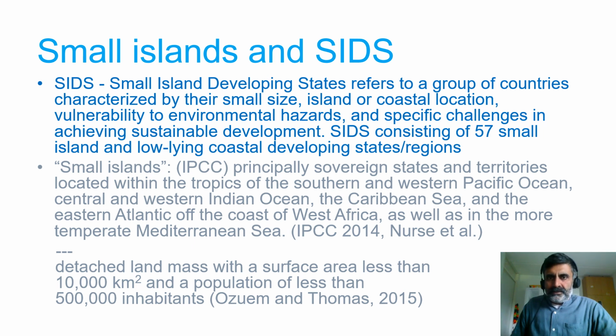According to the United Nations, these are principally sovereign states and territories located within the tropics of the southern and western Pacific Ocean, the central and western Indian Ocean, the Caribbean Sea, the eastern Atlantic off the coast of West Africa, and the more temperate Mediterranean Sea. The 57 small island developing states include 39 states and 18 associated members.